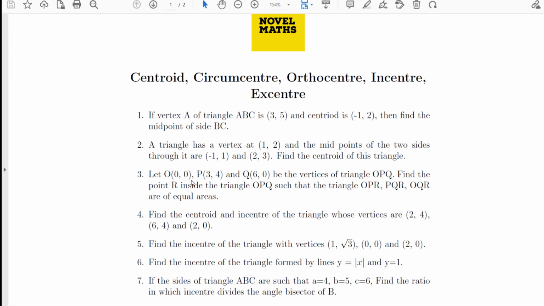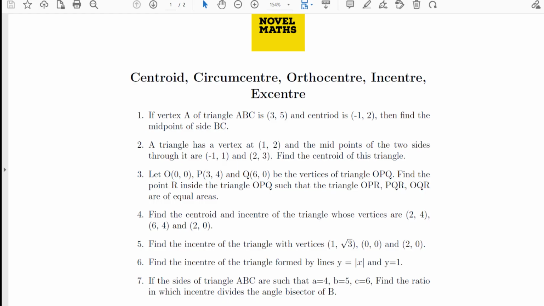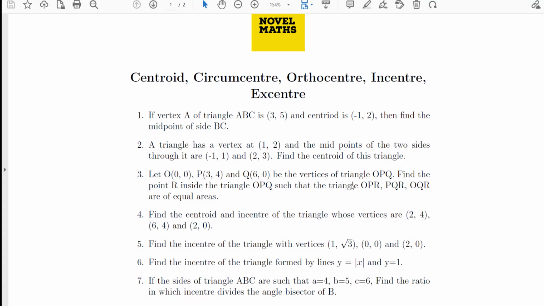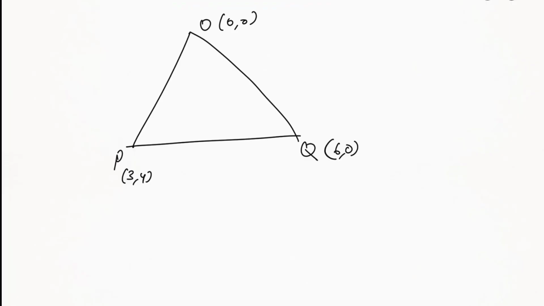Let O, P, Q, 3 points be given. Let's draw. 3 points are given, O, P and Q. O is (0, 0), P is (3, 4), Q is (6, 0), these 3 points. And it says these are the vertices of triangle OPQ. Find the point R inside the triangle OPQ such that the triangle OPR, any point R, we don't know, right? What is this point R?